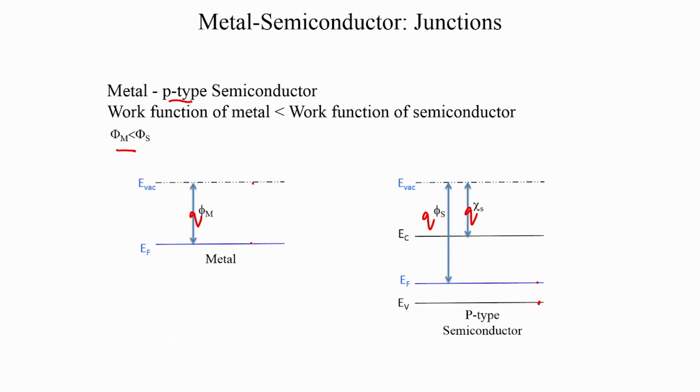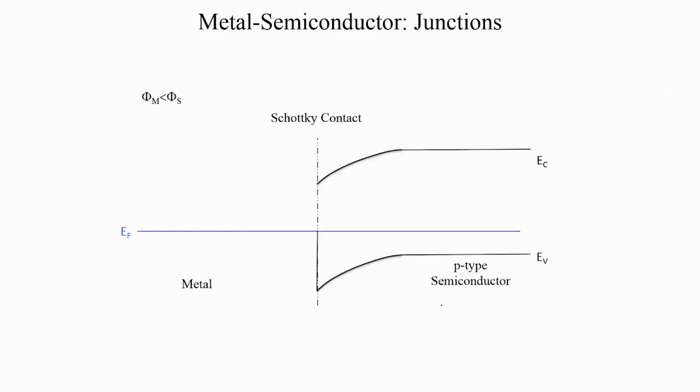Now, if you create a contact, you will align the Fermi levels as usual, but now it is going to be the metal that transfers electrons to the semiconductor, because the metal has got a higher Fermi level as compared to the semiconductor, and therefore, the conduction band in the semiconductor will now bend towards the Fermi level, because the semiconductor has accepted electrons and there is a large electron population here. So, the band bending will look like this.